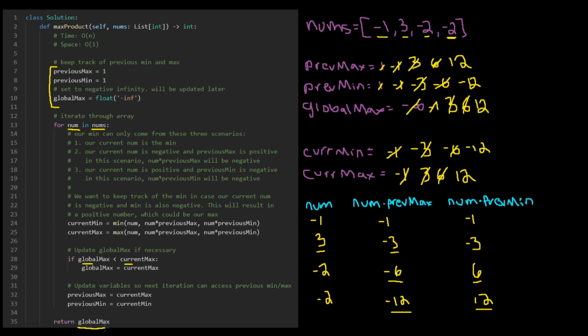And then now we just return our global max, which is 12. And we can see that that is the correct answer because by looking at the subarray here, we can see that that returns 12 because 3 times -2 times -2 is 12.